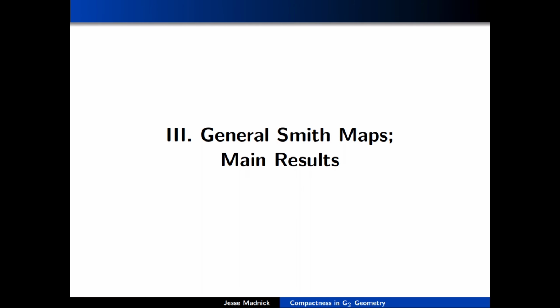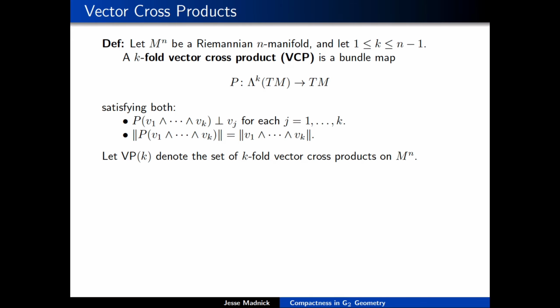Okay, in the last part of this talk we discussed general Smith maps, which include the J-holomorphic maps and associative Smith maps as special cases. We also stated Smith's theorem, as well as our main results on the analytic aspects of associative Smith maps. To get started, we need yet more notation and concepts.